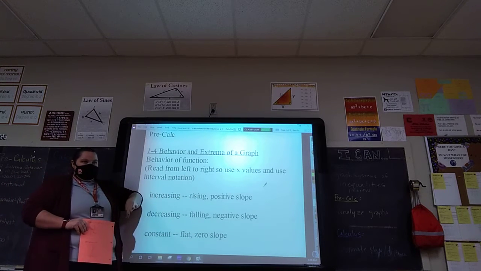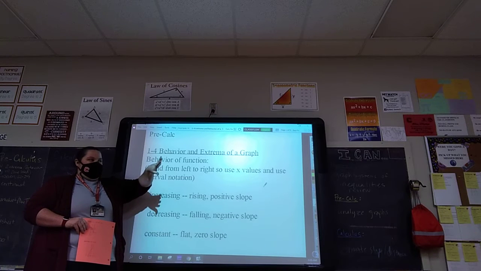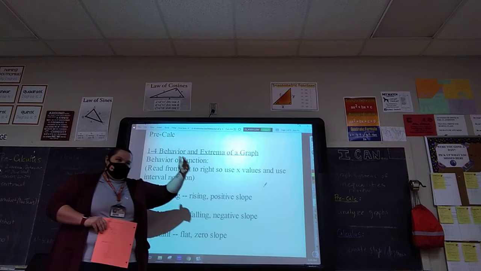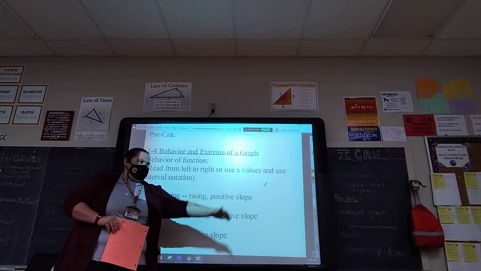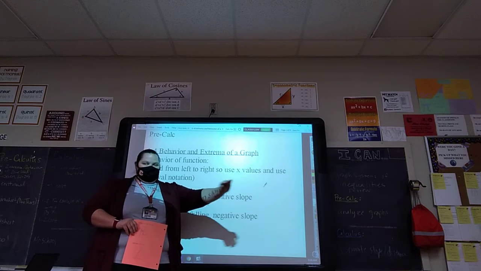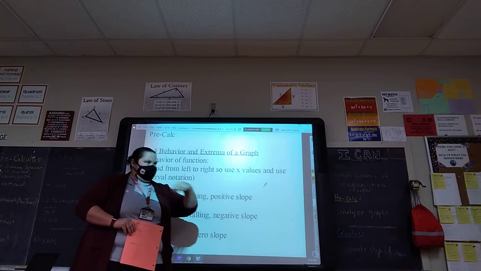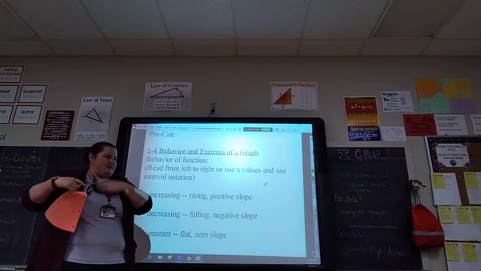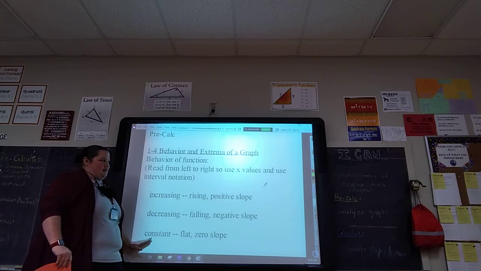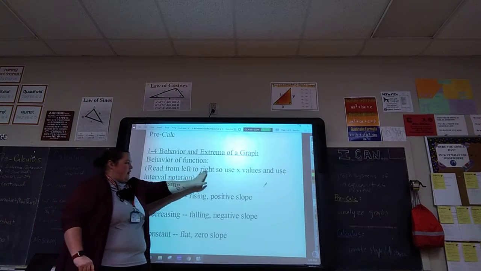It could be increasing, so it's rising. There's a positive slope, like I said, as we're looking from left to right. It could be decreasing or falling, so it's going down as you're looking from left to right. And then we do have occasional times where the graph goes constant or flat. So actually, I'll take this off so we can see better. So there's three options: increasing, decreasing, or constant. So like I said, we always read it from left to right.